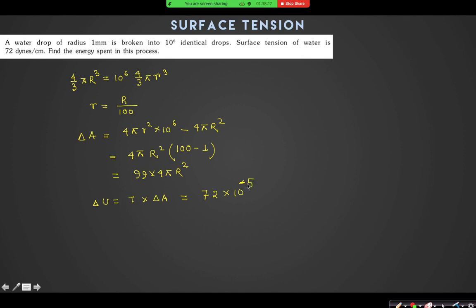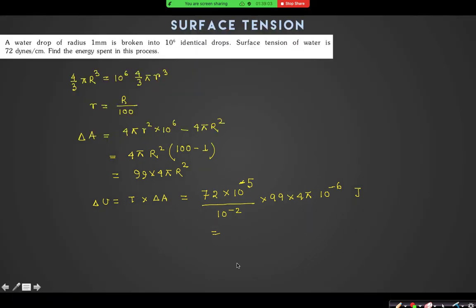Dyne to Newton: Newton is definitely a bigger unit, so the dyne value will be less. Divided by centimeter, which means 10 power minus 2 meter, right? Into delta A, which is 99 into 4 pi. Now R is 1 millimeter, so 10 power minus 6 meter square, right? So I think that is Newton into meter, joule. That much joule will be your answer.